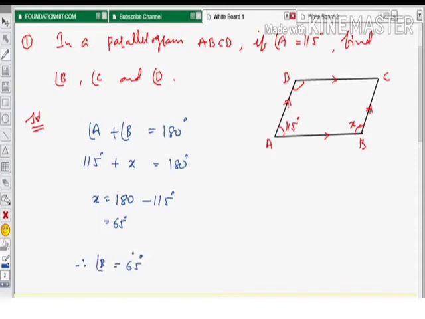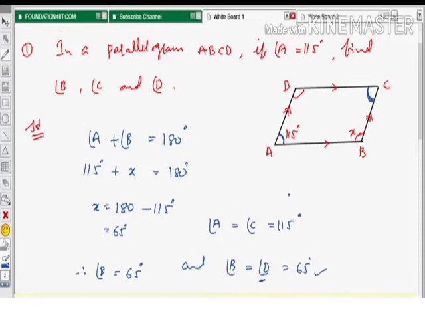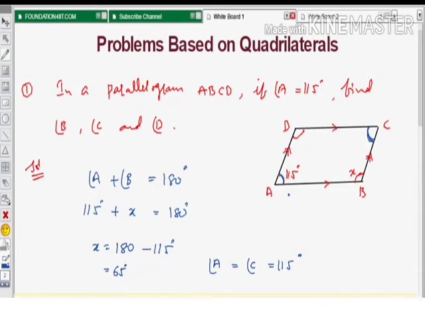And since the opposite angles of a parallelogram are equal, that is also a property. So in a parallelogram, opposite angles are equal. Angle A is opposite to angle C. That means angle A is equal to angle C. Angle A is 115 degrees, so angle C is also 115. And angle B is equal to angle D. Angle B we got as 65 degrees, therefore angle D is also 65 degrees. So this way, we should know some properties, then we can find out the problems easily.